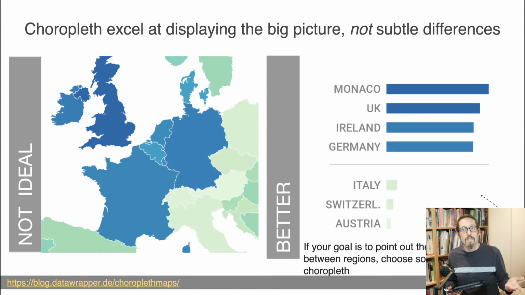Now, what are they good at showing, choropleths? They're good at showing big picture kind of stuff, right? They're good at showing how things are changing in a broad way.